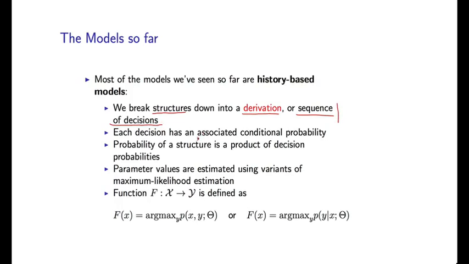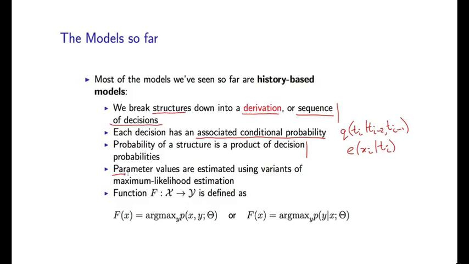Each decision has an associated conditional probability. For example, in the case of an HMM, we had conditional probabilities of the form t_i given t_{i-2}, t_{i-1}, or e of x_i given t_i. The decisions here are to choose the ith tag given the previous two tags, or to generate the ith word given the ith tag. We multiply these decisions to get the probability of an entire structure. So the probability of a structure is a product of these decision probabilities.